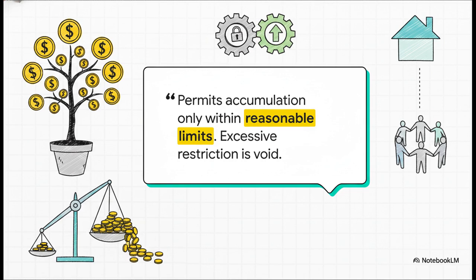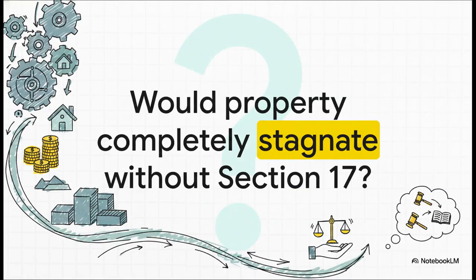Never let your answer simply trail off into nothing. Always conclude with a strong, definitive summary of the legal intent. If Section 17 did not void excessive accumulation, how quickly would the circulation of property completely stagnate in our society? End your answer, and indeed this academic explainer, with this provocative conceptual question.